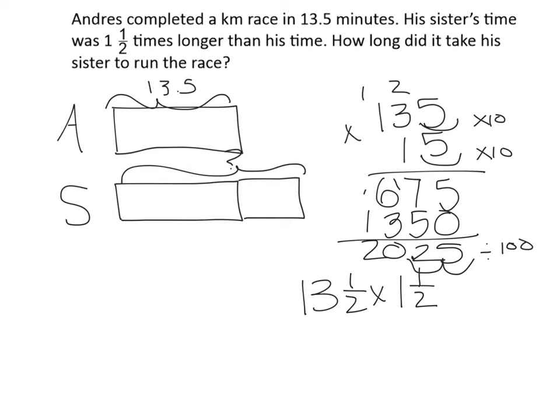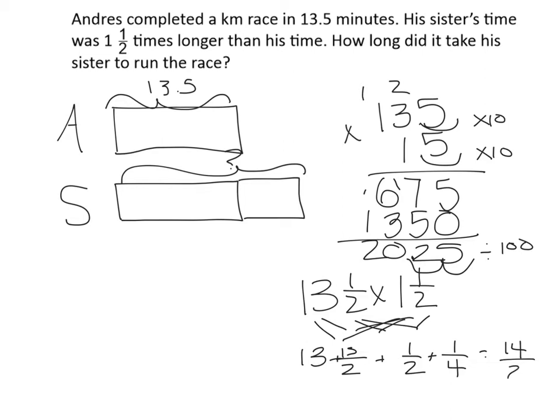Now if we did this with fractions, it would look a little different. We would have to do 13 times 1 is 13, and 13 times 1/2 is 13 halves. Then we'd have to do 1/2 times 1 is 1/2, and 1/2 times 1/2 is 1/4. Then we'd have to add up all of our partial products. So we've got 13 halves plus 1/2 is 14 halves, plus 1/4. Okay, we have to change to common denominators, so times 2 over 2. So we have 28 fourths plus 1/4 is 29 fourths.